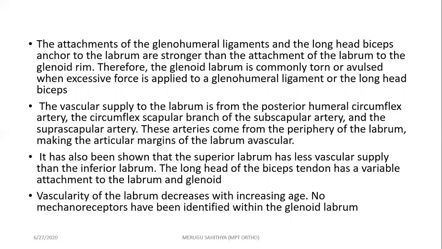The vascular supply to the labrum is from the posterior humeral circumflex artery, the circumflex scapular branch of the subscapular artery, and the suprascapular artery. These arteries come from the periphery of the labrum, making the articular margins of the labrum avascular. It has also been shown that the superior labrum has less vascular supply than the inferior labrum.